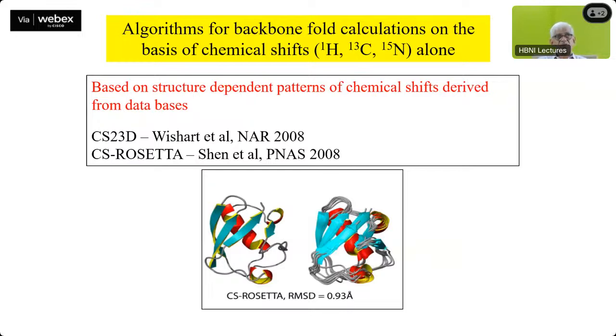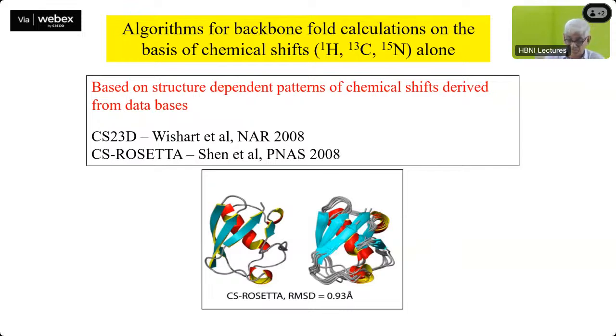The NOEs are so complicated to analyze. They are so overlapping, and therefore it becomes a very difficult thing to do. But if we can do it on the basis of chemical shifts, which also have the structural information, and that indeed was developed in two groups. They developed an algorithm. One is called CS23D, the other one is called CS-Rosetta. And these were published in the same year, 2008. And now you put in this chemical shift information to calculate the structure of the molecule.